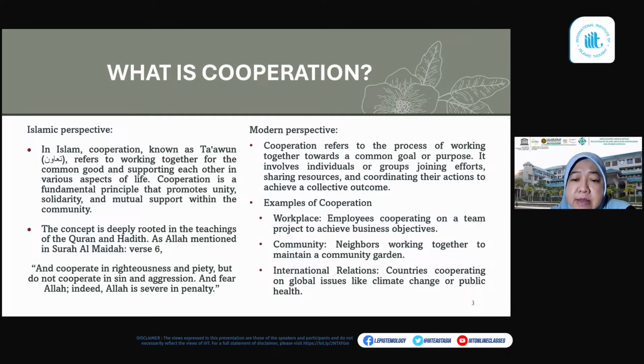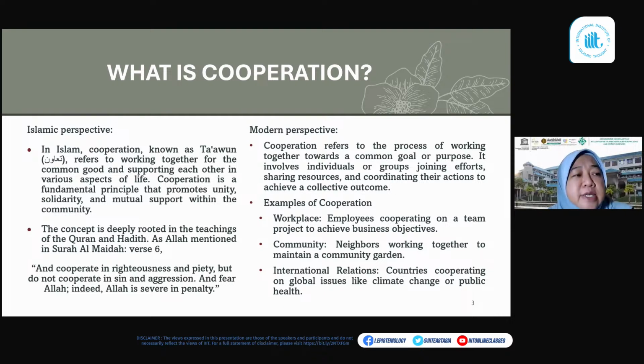From the micro level, an example is in the workplace or in class: the cooperation on a team project. Members of a team will cooperate among themselves in order to achieve a project, a business project, or any kind of project. At the meso level, the community level, neighbors, for example, work together to maintain a community garden. This is cooperation. At international relations, or the macro level, countries cooperate on global issues like climate change or public health.